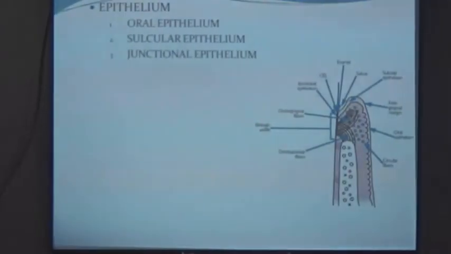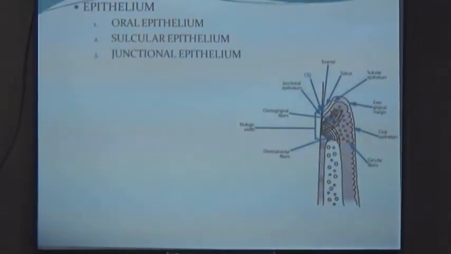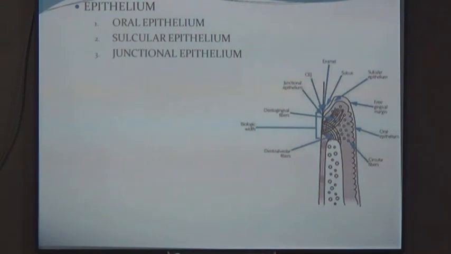Now we should know about the junctional epithelium only, because we are giving more importance to the epithelium, because the turnover rate of epithelium is higher than any other tissue. So why are we giving importance to junctional epithelium? Because most of the time it acts as a barrier for permeability.